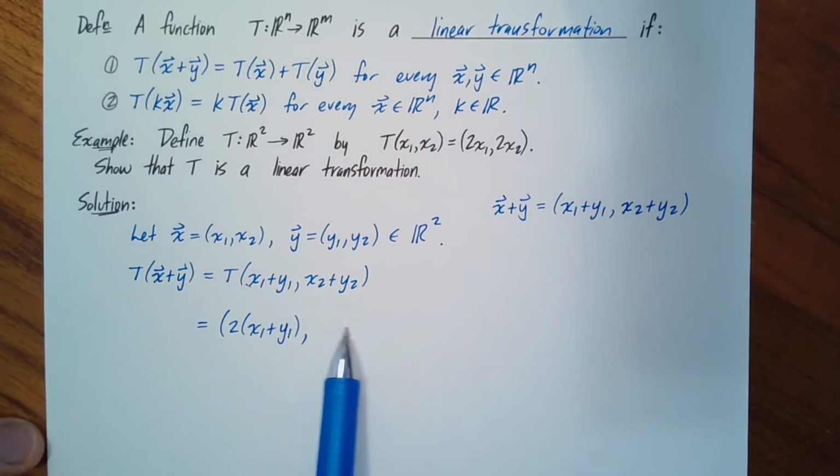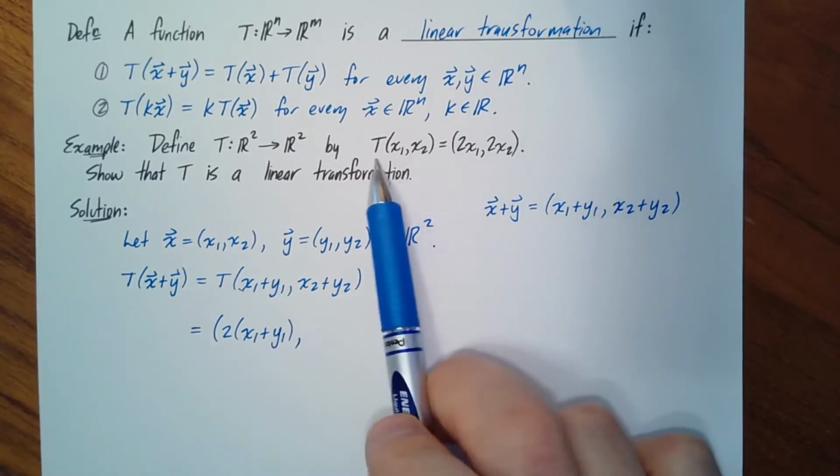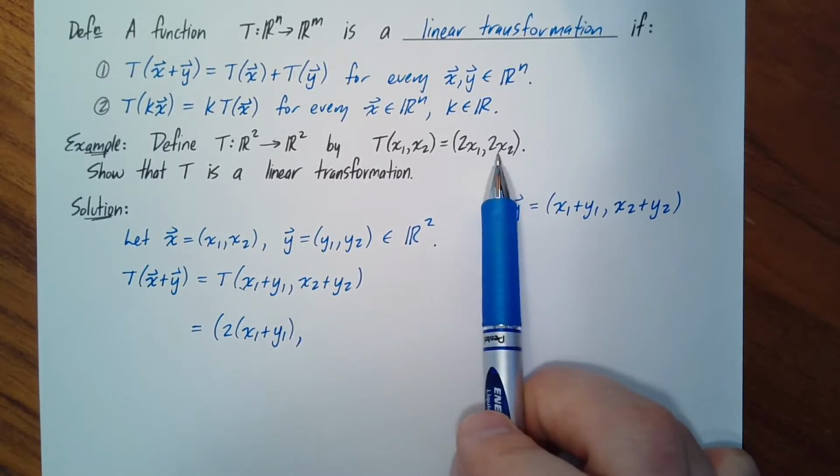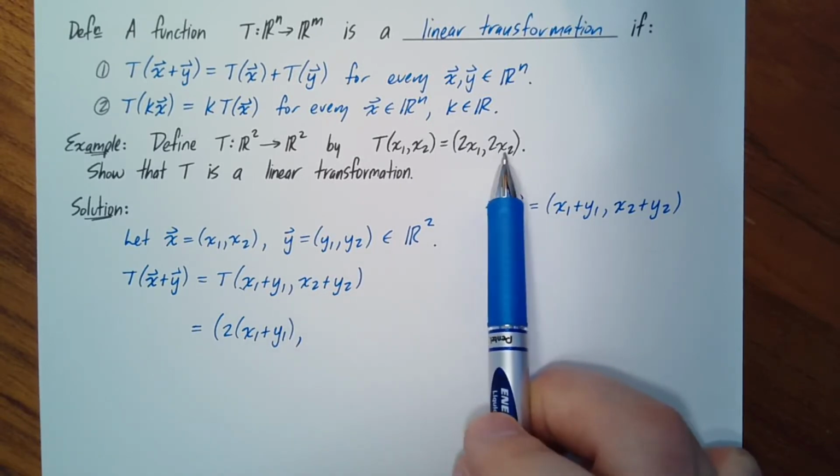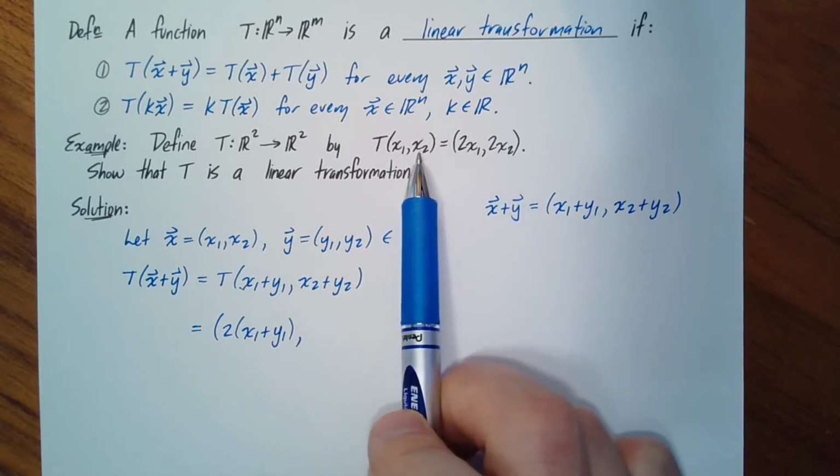So now what about the second coordinate of the output vector? Well, go up to this definition. How do you build the second coordinate of the output vector? This is the formula right here. It's 2 times x2. What's x2? Go find it in the input vector. x2 is the second coordinate of the input vector.